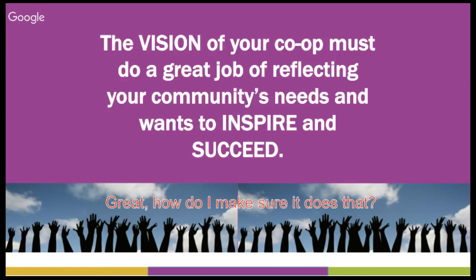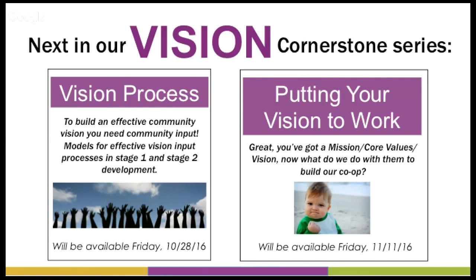Great. So how do you make sure your vision does that? We're going to talk about that. So in our next Vision Cornerstone video, this is a series of 3, we're going to talk about vision process. To build an effective community vision, you need community input. There are different models for effective ways to gather that input, especially between stages. What works in stage 1 might be a little different than what works in stage 2. We're going to talk about that in more depth and talk about some models for how you can collect that information and turn it into that vision, core values, and mission.